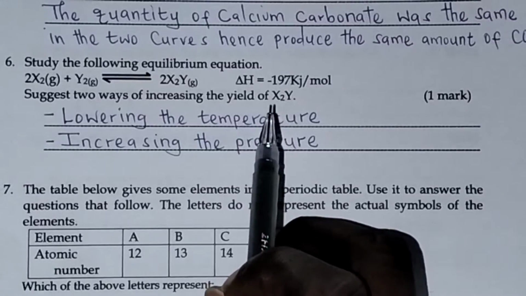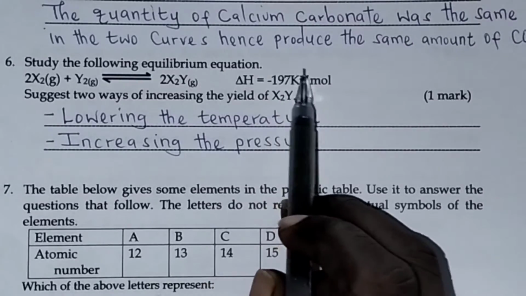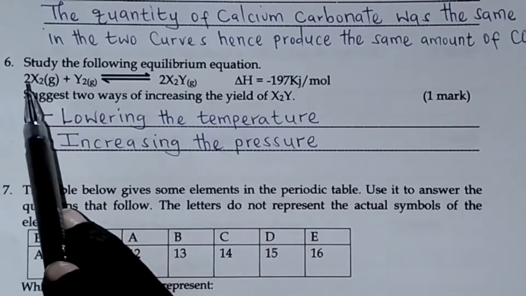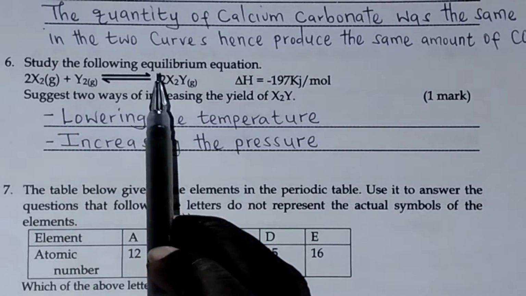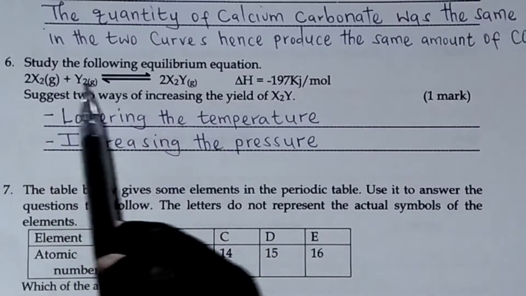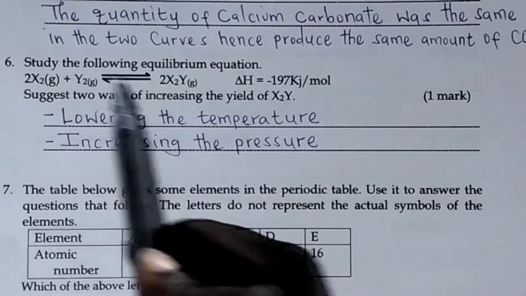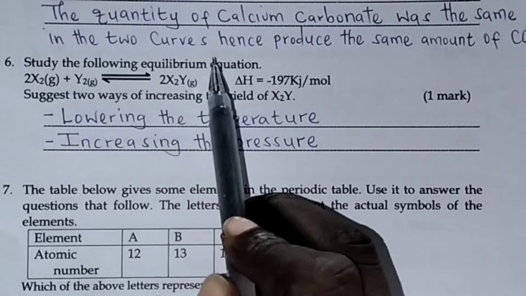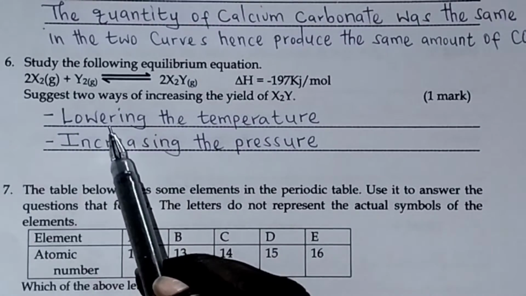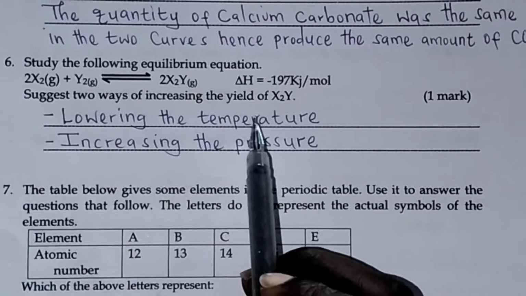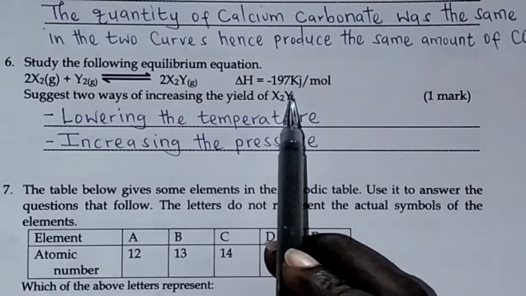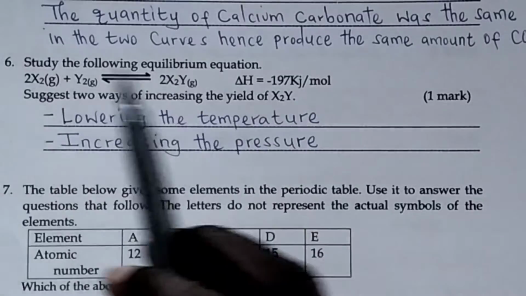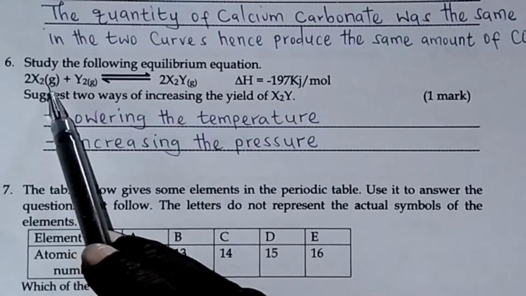It includes temperature. So this is an exothermic reaction. If you're having an exothermic reaction, increasing the temperature favors the backward reaction, but decreasing the temperature in an exothermic reaction favors the forward reaction. So that means lowering the temperature favors the yield of X2Y, which is our product side.